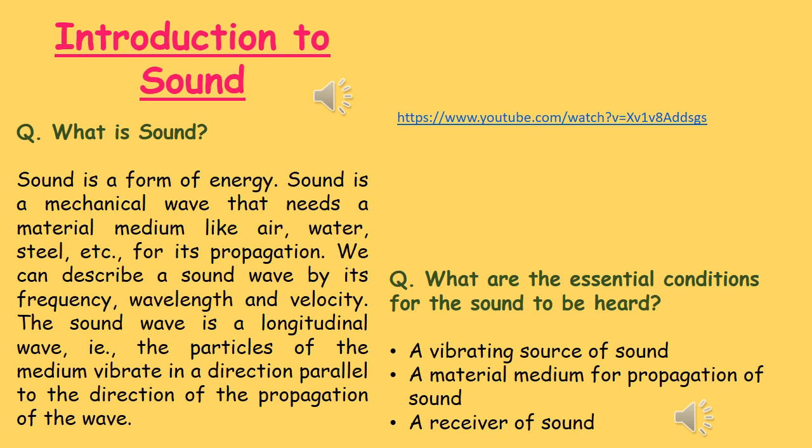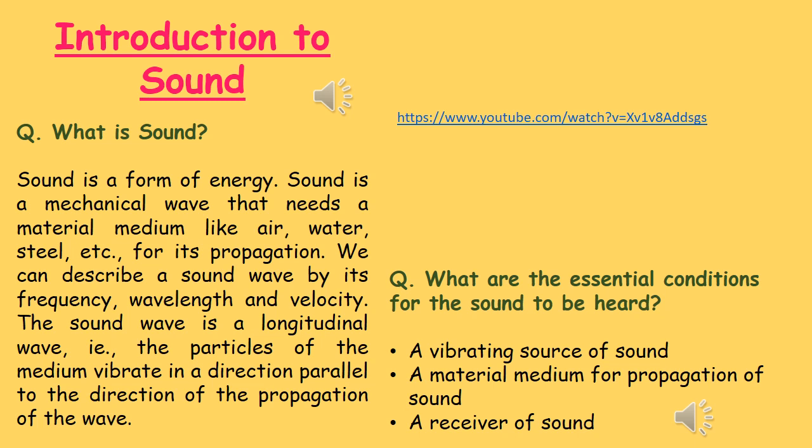What do you mean by sound? Sound is a form of energy. It is a kind of mechanical wave which needs a material medium like air, water, steel, etc. for its propagation. Propagation means movement of sound. And sound can propagate through solid, liquid and gas.